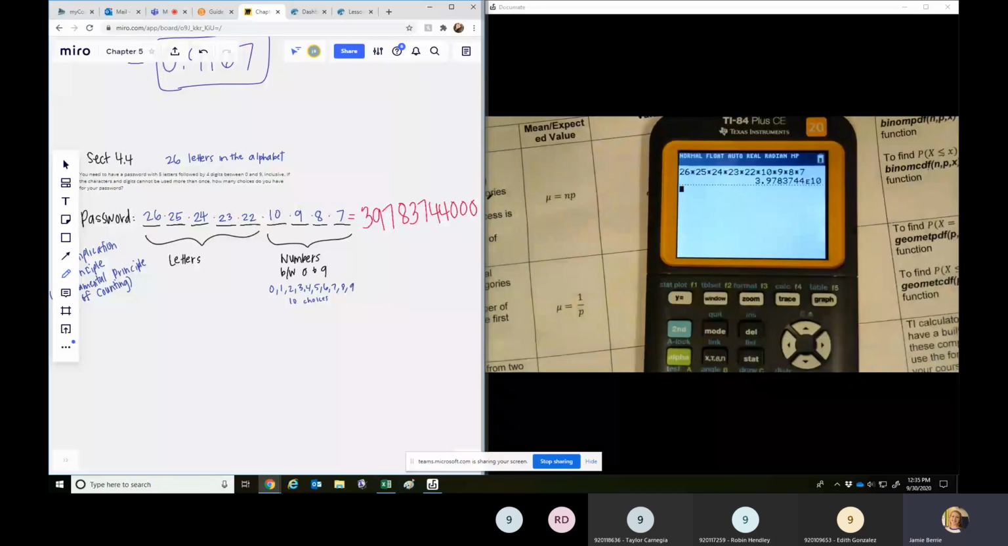Now I can go back in and add in my commas, so a comma every 3 places. So that's 39,783,744,000. That is how many choices you would have for your password.